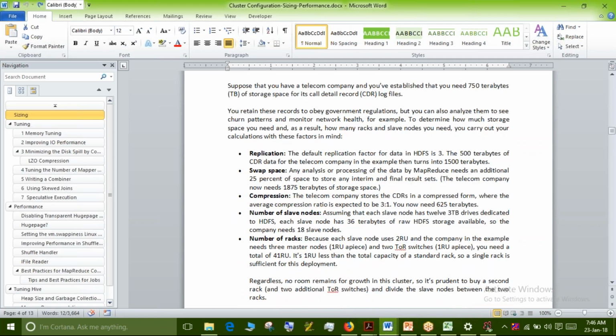You can see these details even. I've given a small basic use case. You have a telecom company and you have established that you need 750 terabytes of storage space for its call detail record log files, CDR log files. A small use case has been taken here so that you understand how you plan your cluster basically.